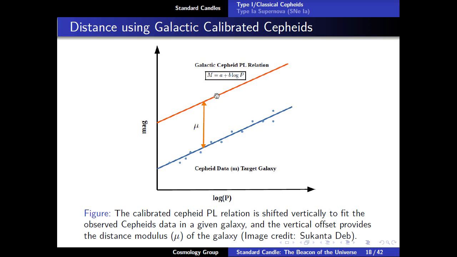And so if we take this line, m = a + b log P, downward to match the data points of the observed galaxy, then that vertical offset basically tells us the distance modulus of this target galaxy with respect to our galaxy, or with respect to the Milky Way galaxy.